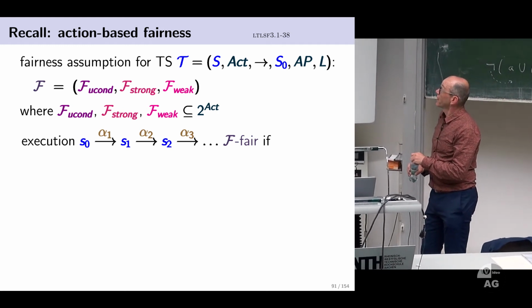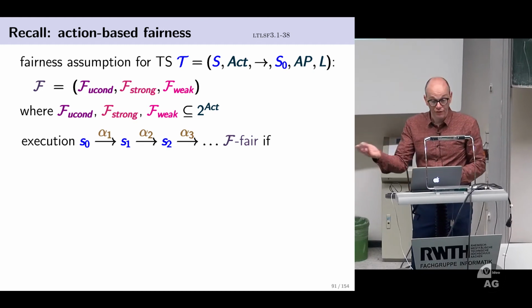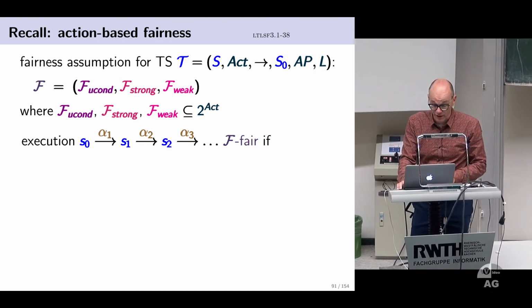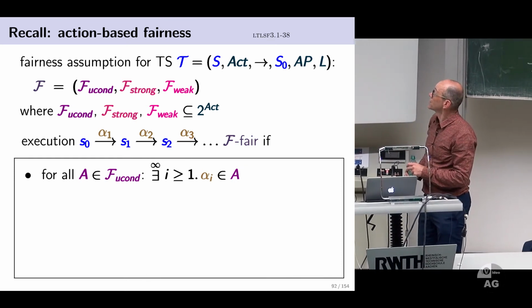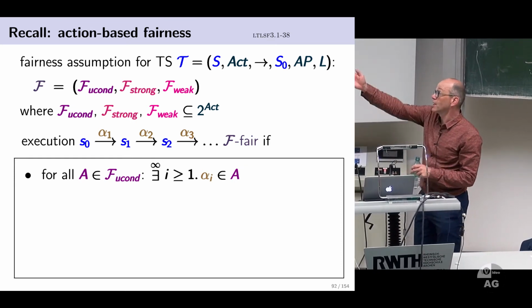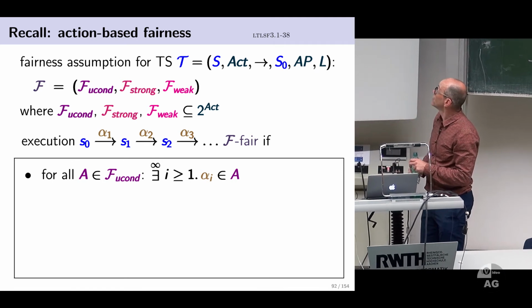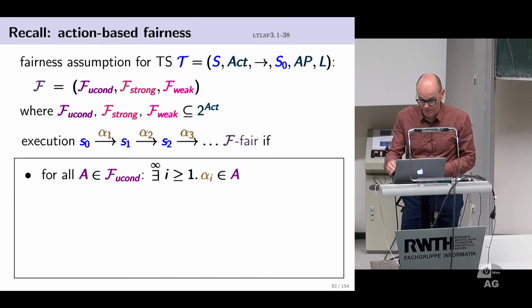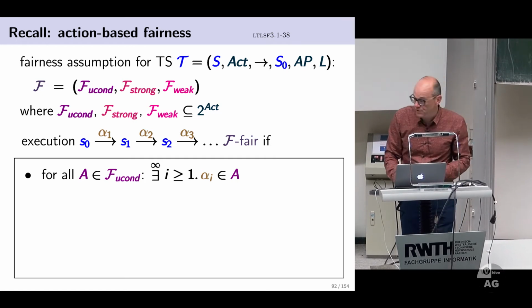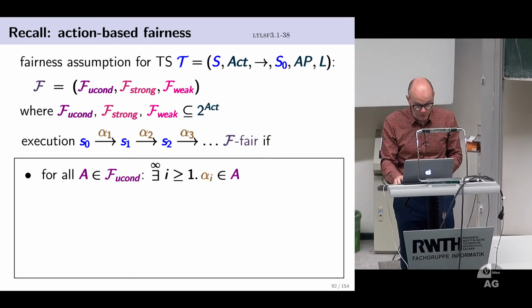So then we said that an execution is fair if it satisfies basically all the fairness assumptions in our triple. That means that for all sets in the unconditional part, in my example, the singleton set alpha and the singleton set beta on the left, you need to execute this alpha infinitely often. So there needs to be some position along the sequence such that we have such an element from A infinitely often.